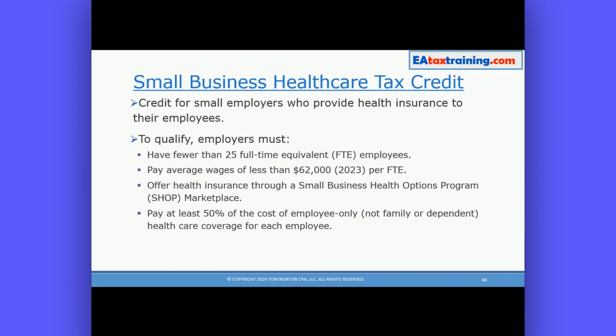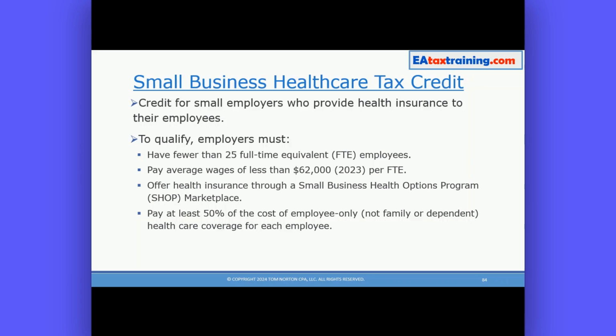Small business healthcare tax credit. So this is for small employers who provide health insurance to their employees. In order to qualify, the employers must have fewer than 25 full-time employees, or what they call full-time equivalent employees. They have to pay average wages of less than $62,000. That's the 2023 number. They must offer health insurance through a small business health options program marketplace. So this is like part of the ACA where individuals can go get health insurance. They also have small business options, and so it has to be provided through that marketplace.